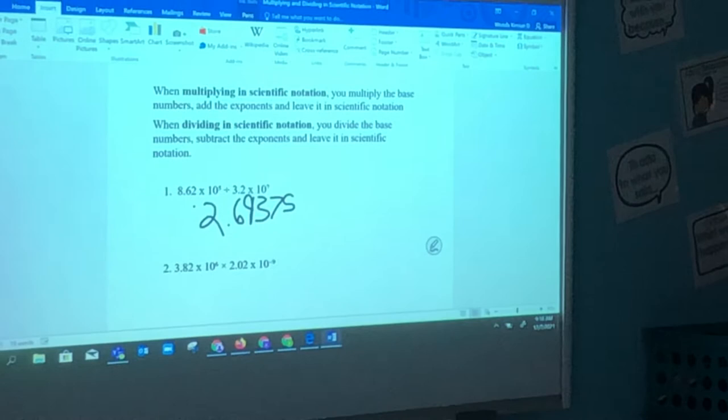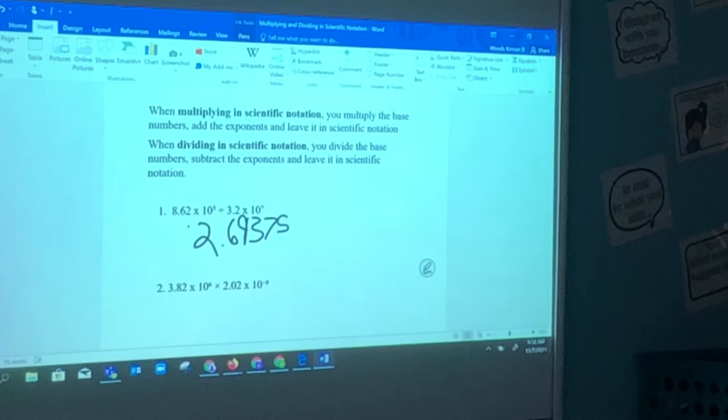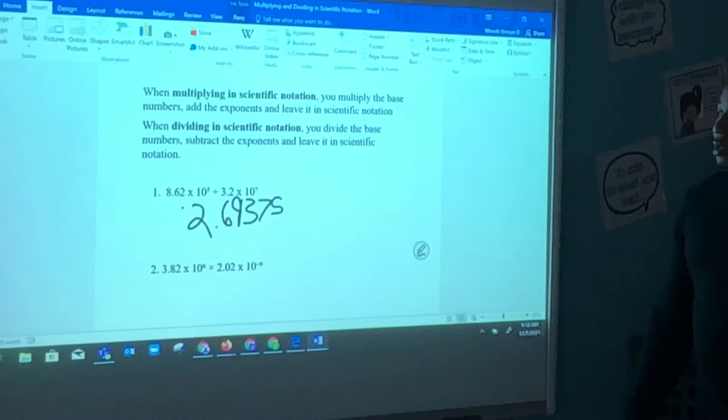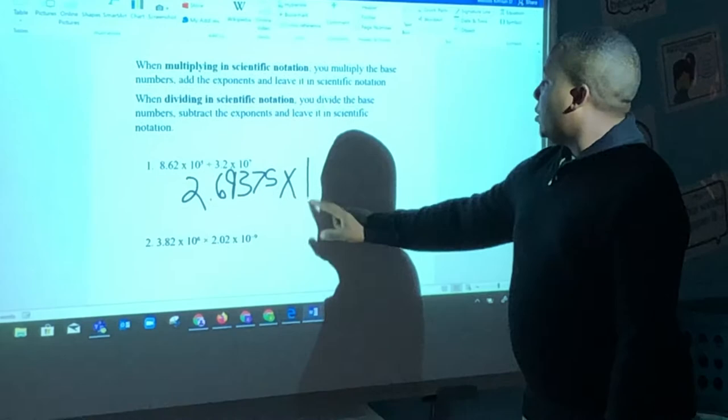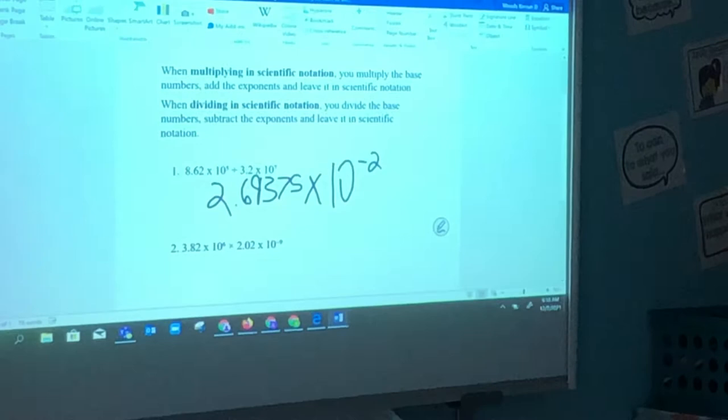All right, so for the exponents, when we're dividing, we gotta subtract the exponents. What's the two exponents for number one? Go ahead, Kevin. Negative 2. No, I'm saying what's the two exponents? Not the answer. 5 and 7. All right, so we gotta take 5 minus 7 and get an answer. What would that be? Negative 2. All right, so we just write it: 2.6975 times 10 to the negative 2. Everybody should have that on your paper.